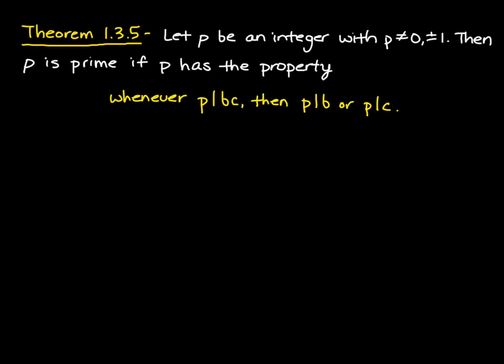So now let's consider the following characterization of a prime number. It's a property that states if p is an integer that's not equal to 0 or plus or minus 1, then it's prime if whenever p divides the product of two numbers, it divides one of those numbers. And this is going to be an important characterization of primality. So let's prove this really quick.